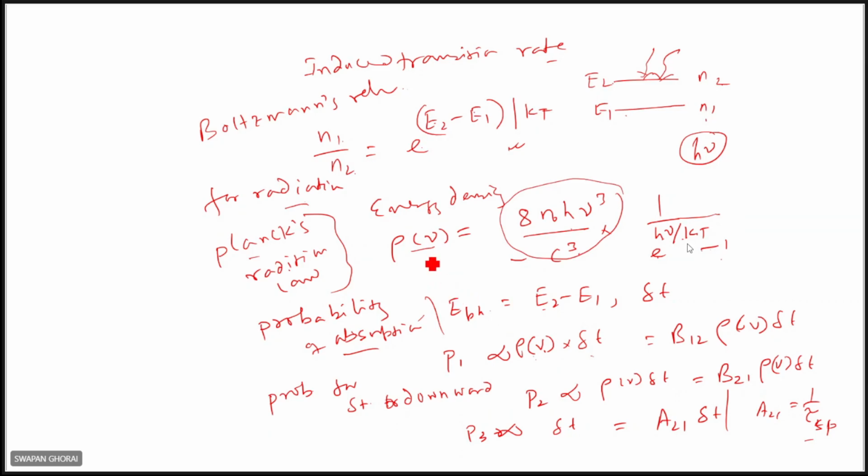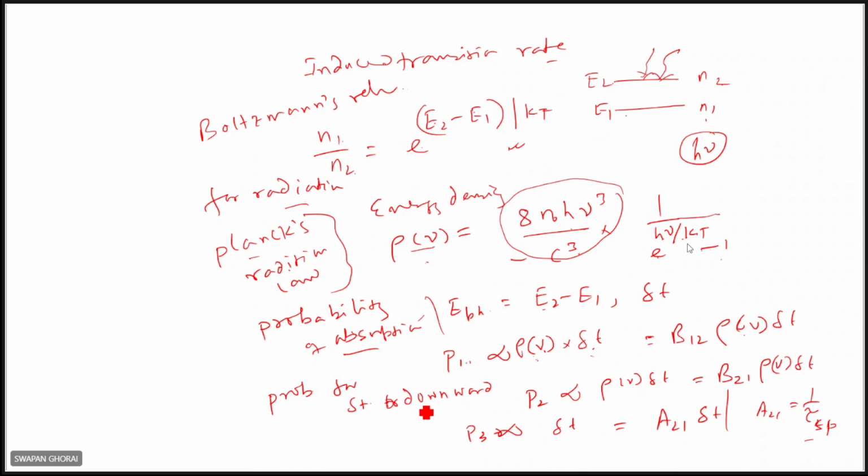The probability of upward transitions will be proportional to the radiation density present, rho nu, and also depends on the time, how many electrons will be excited to the upper energy state. So the probability of upward transitions is proportional to rho nu as well as the time interval delta t. Writing it in equation form, with a constant of proportionality, that is B12 rho nu into delta t. What is B12? Because the transition occurs from 1 to 2, it is the constant of proportionality.